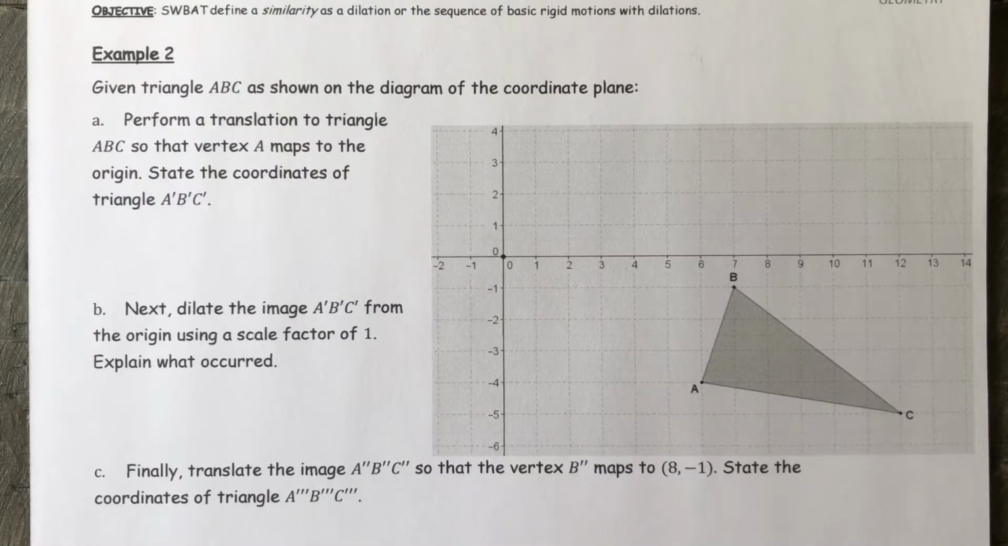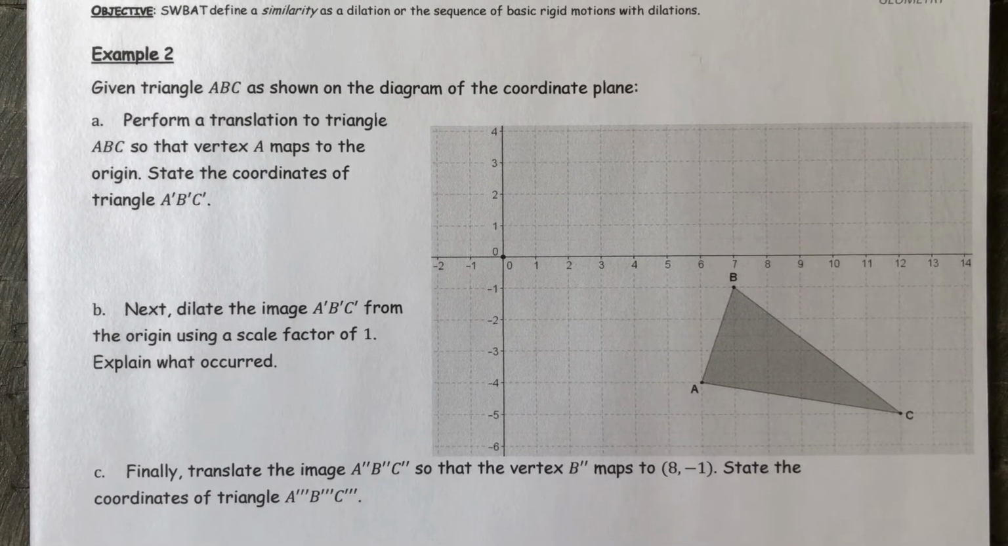All right, boys and girls, here we go. Example 2. It says, given triangle ABC as shown on the diagram of the coordinate plane, part A: perform a translation to triangle ABC so that vertex A maps to the origin. Then we have to state the coordinates of triangle A prime, B prime, C prime. That would be the image, that new triangle we're going to create.